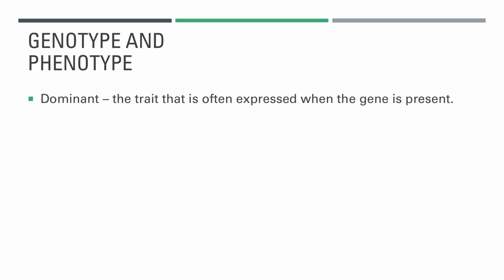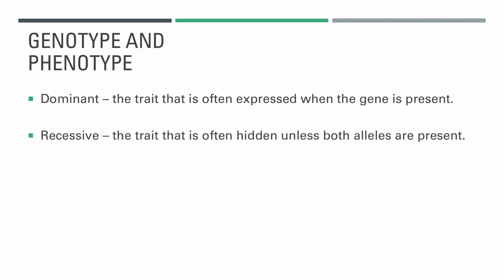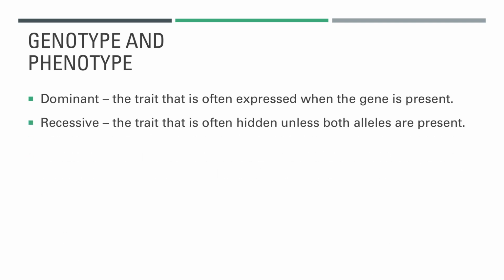We also have to understand the words dominant versus recessive when we're talking about genetics. These are common terms, but just as a review, the dominant trait is the trait that's often expressed when the gene is present, whereas the recessive trait is often hidden unless both alleles are present, and we'll get into that term alleles. An example of a dominant trait could be something like tall, and we'll represent that with a large letter, a big T, which represents something that is tall. Versus a small t, which would represent something that is short.